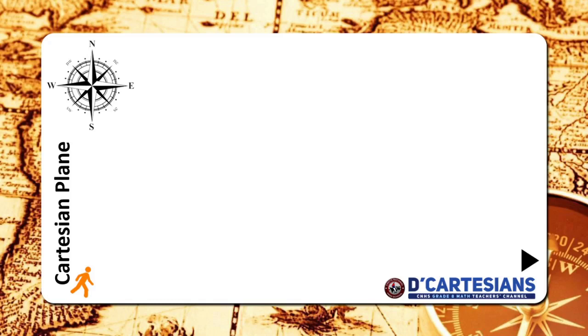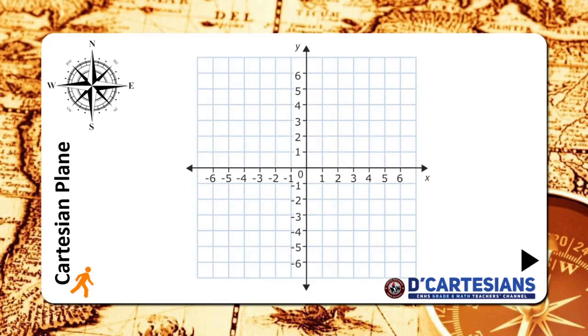Okay, so ano na ba yung alam natin at nasaan na ba tayo? Based on the previous video, we've learned about the Cartesian plane. So here is our Cartesian plane. And so far, what we know is that the Cartesian plane is composed of two perpendicular number lines. So we have the x-axis, which is the horizontal line, and we have the y-axis, which is the vertical line.